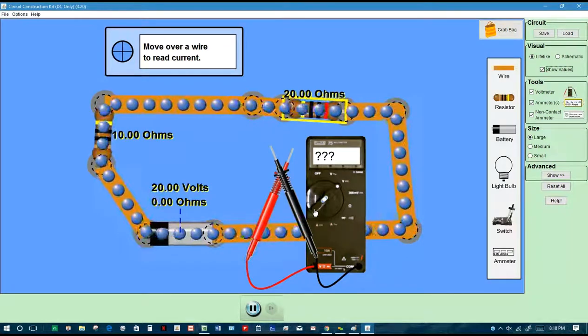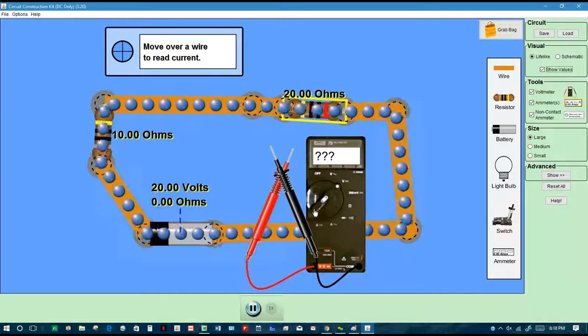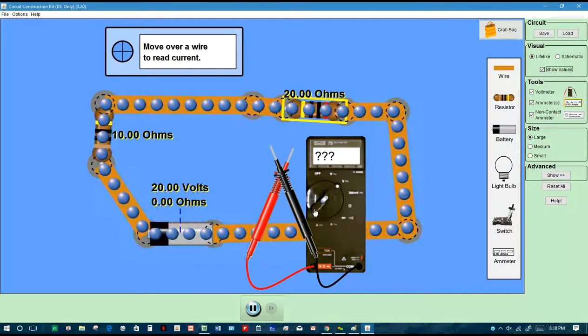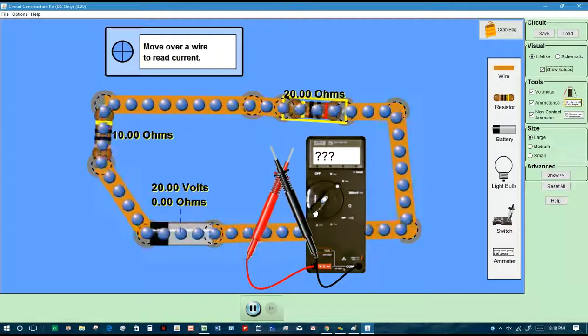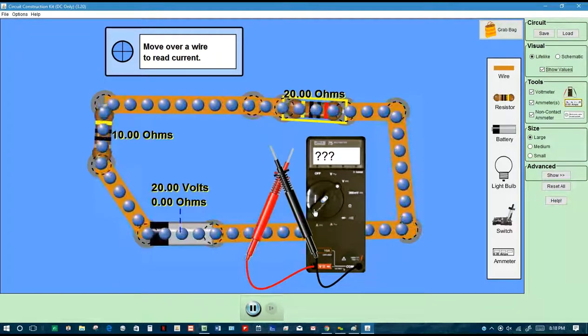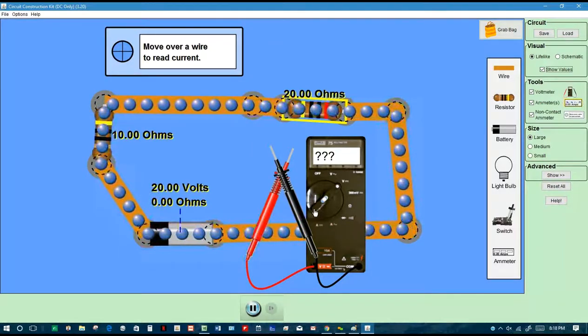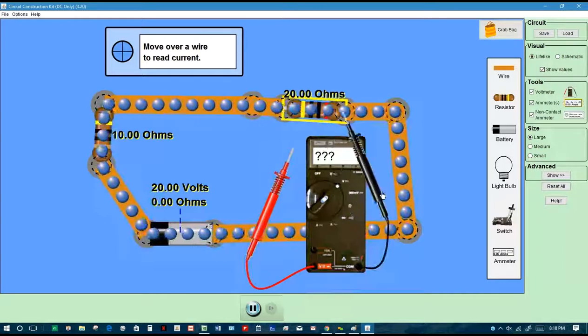Well, who is going to be hardest to get through, the 20 ohm or the 10 ohm? 20 ohm. 20 ohm will be harder to get through. So should it use more voltage to get through the 20 ohm, I meant? Should it be using more of its 20 volts that it has available? Should it be using more to get through the 20 ohm resistor or more to get through the 10 ohm resistor? More to get through the 20 ohm. Let's go see how much it's using.